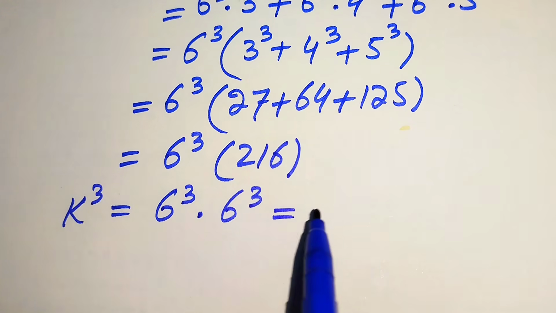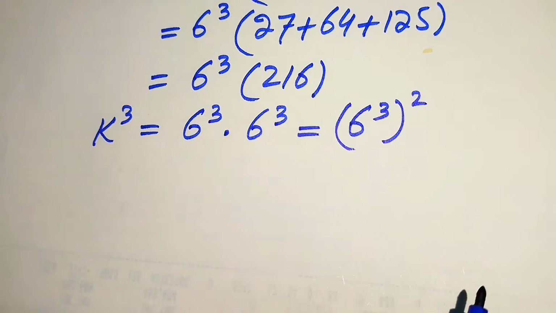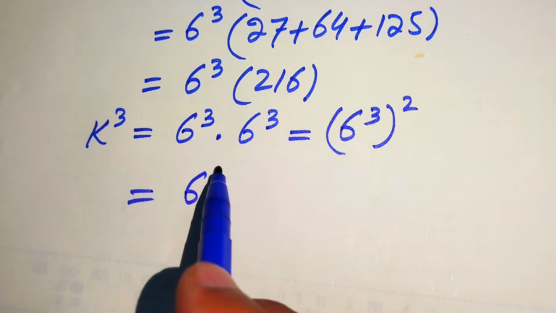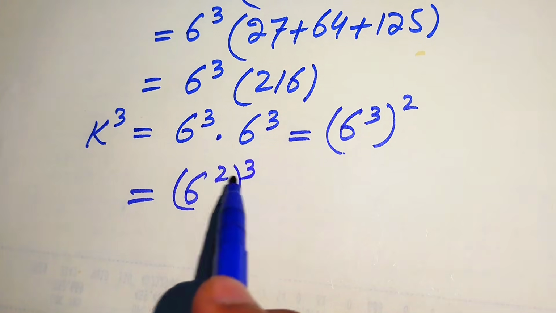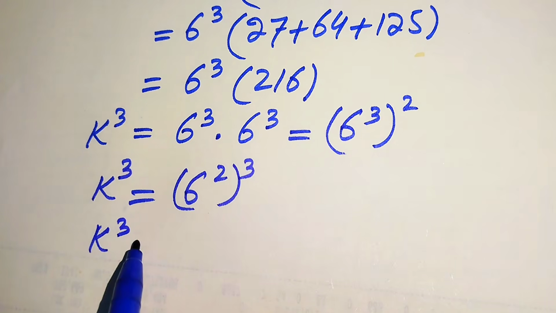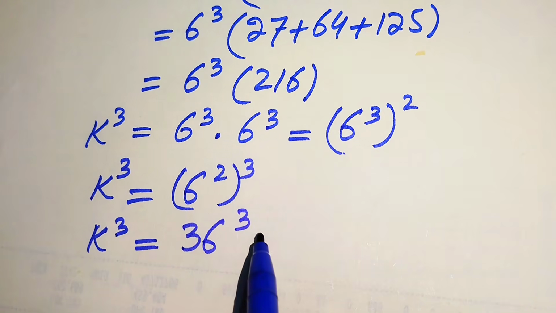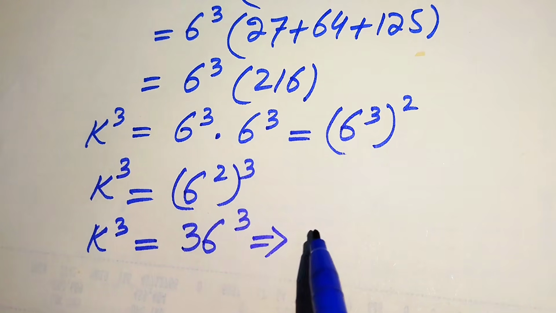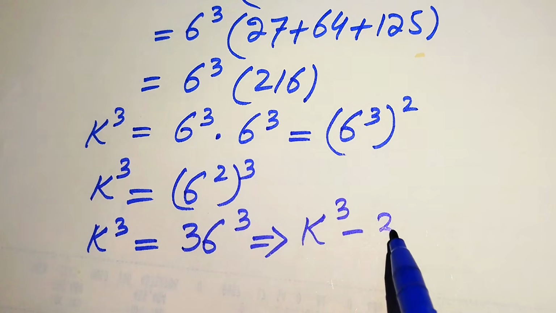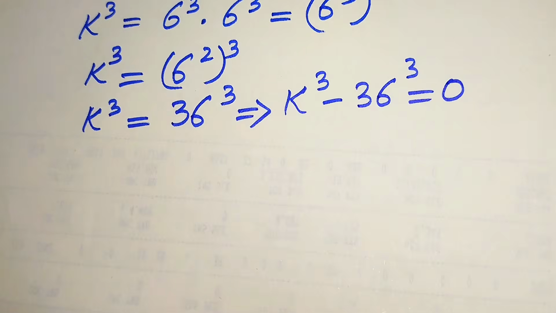We write 6 cubed times 6 cubed as 6 cubed and its whole square. Here we interchange both of these exponents, and it will be written as 6 squared and its whole cubed. On the left hand side we have k cubed. So we obtain k cubed is equal to 6 squared, which is 36, cubed. Now we move 36 cubed from the right hand side to the left hand side, and it becomes k cubed minus 36 cubed equals 0.